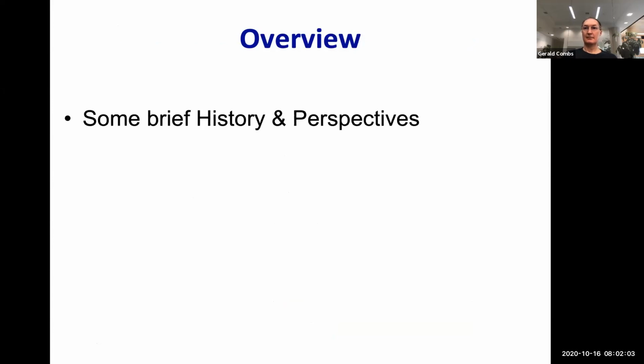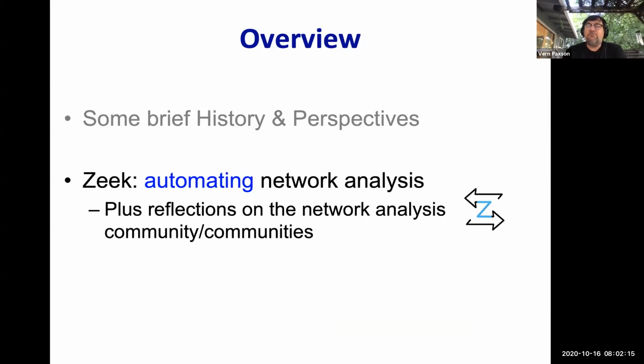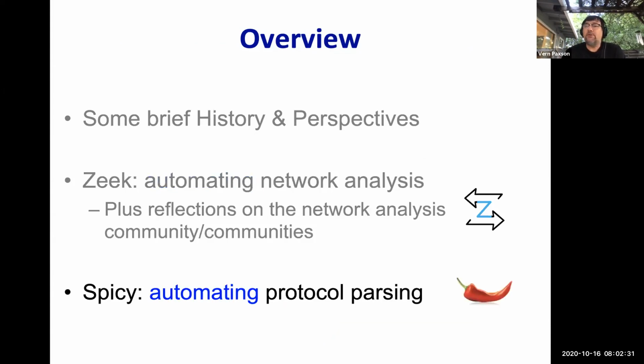I'm going to start with some brief perspectives and history on network monitoring that won't take too long, but I'll convey where I'm coming from. Then I'm going to discuss Zeek, which is really about automating network analysis, and in the process also touch on some reflections about the communities around network analysis. Then I'll hand it off to Robin, who'll talk about automating protocol parsing. I think this is the more meaty technical part of the talk, and it also has potentially interesting relevance for synergies between the Zeek community and Wireshark.